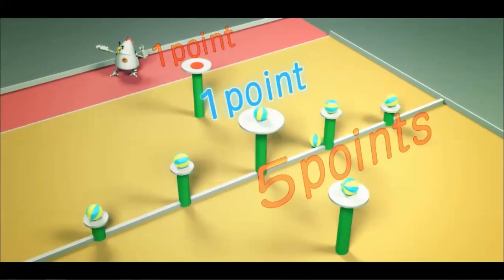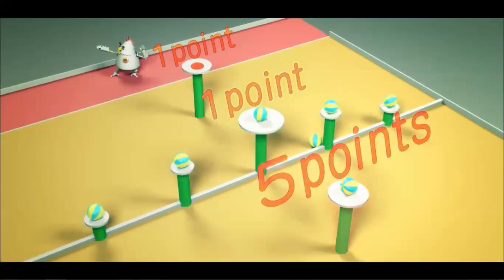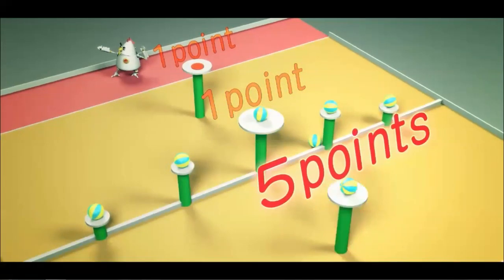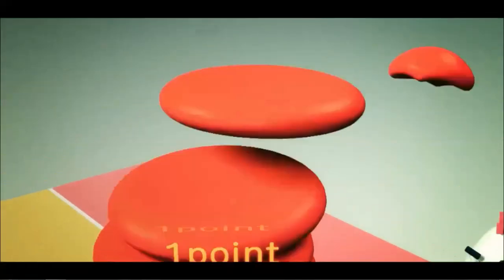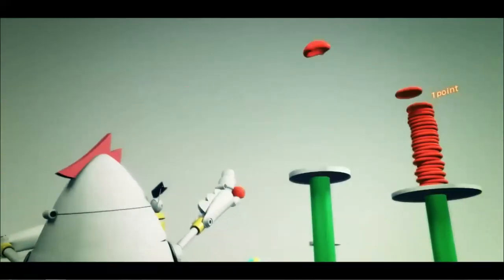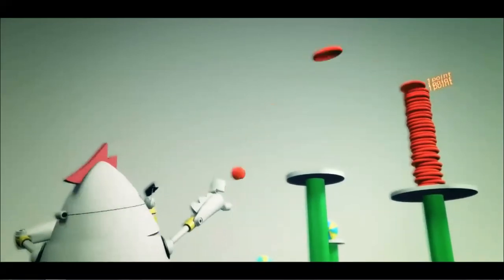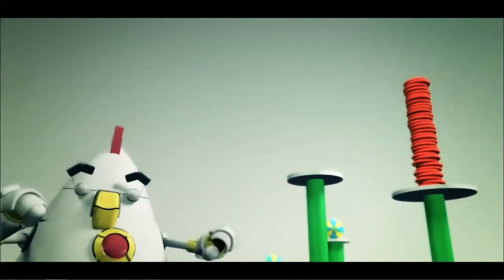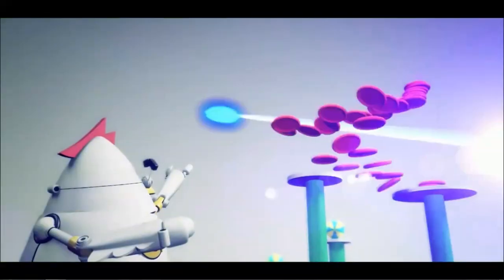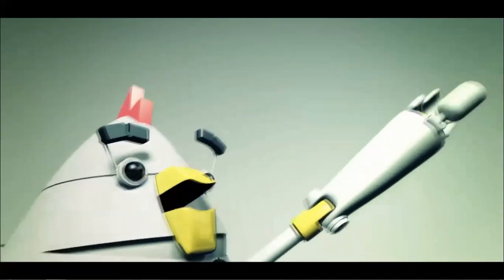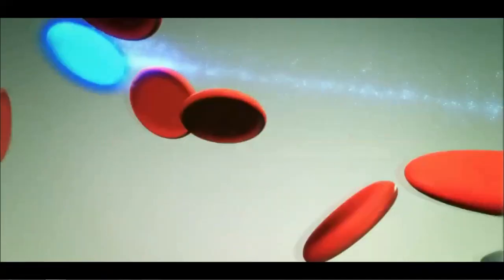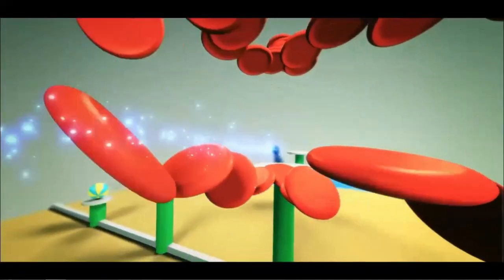The spots in the center are also 1 point. The farthest spot is worth 5 points. Every disc that lands on the center and on the farthest spots will be added to the score. But there's a catch! If a disc falls off, it'll no longer count.